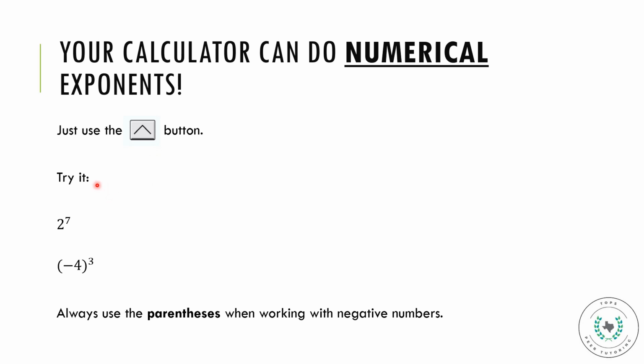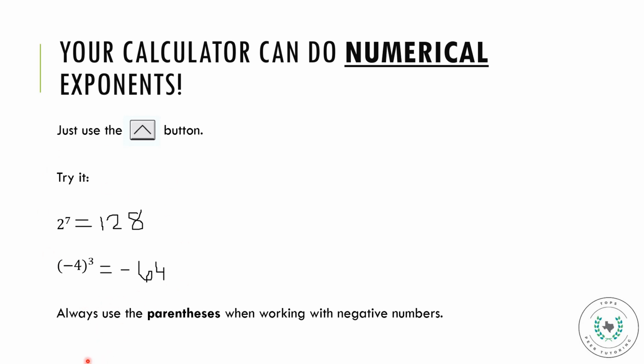So now take a moment to try it yourself. Get your calculator and see if you can figure out what these values are. I'll give you just a moment to pause the video. Alright, if you paused the video and you went ahead and did this, you should have gotten, for 2 to the power of 7, 128. And for -4 to the power of 3, you should have gotten -64. If you did that right, congratulations. Your calculator can do exponents.